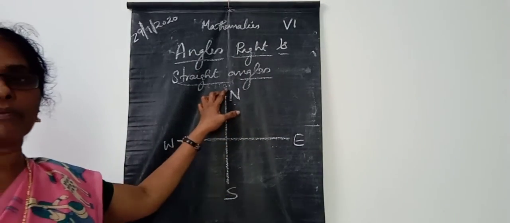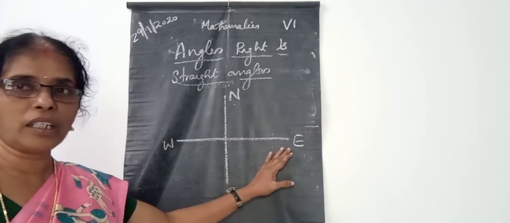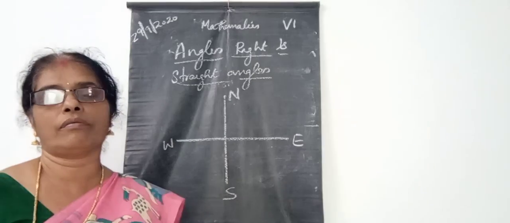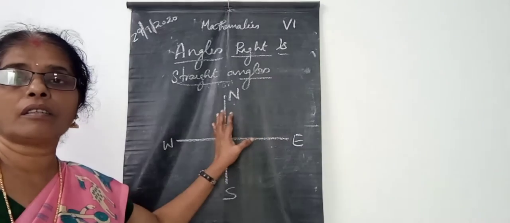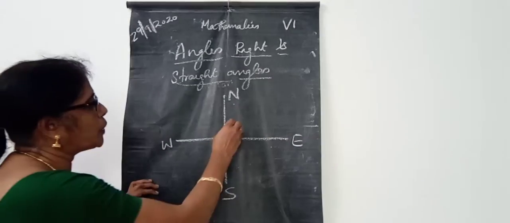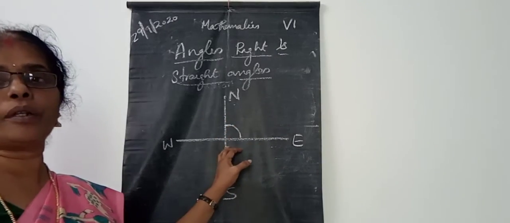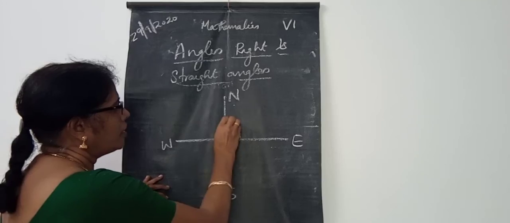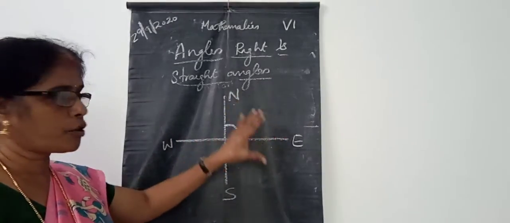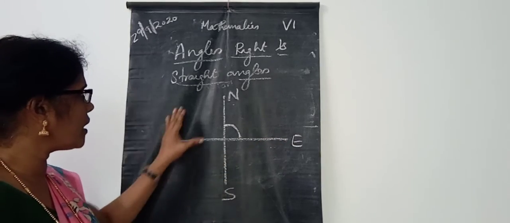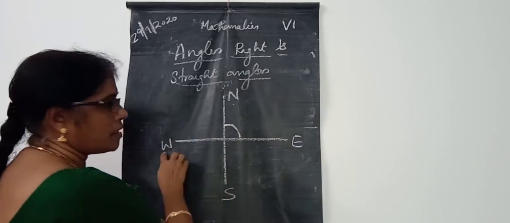This one is the north, isn't it? North, and then the opposite side is south, and this is east and this is west. If we turn from north to east, then this is one portion. There are four portions: northeast, east-south, southwest and west-north.